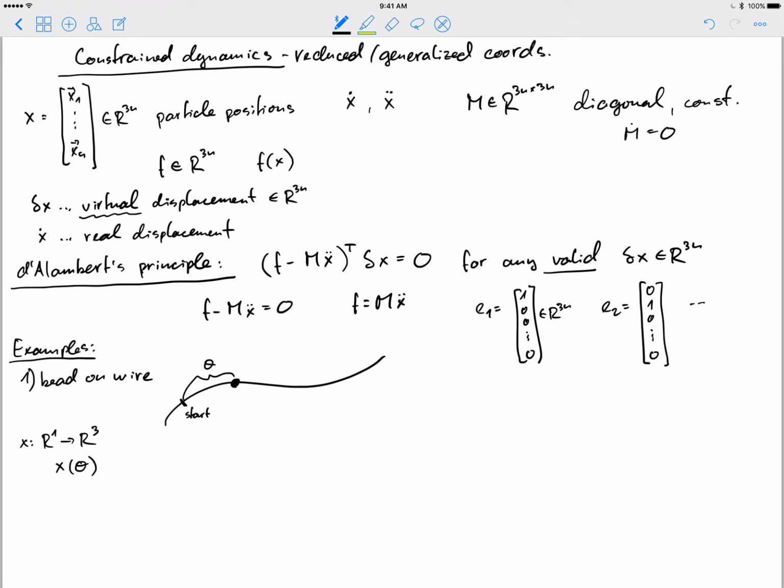Okay. If that's clear, then I'll move on to another example. Another example is double pendulum.